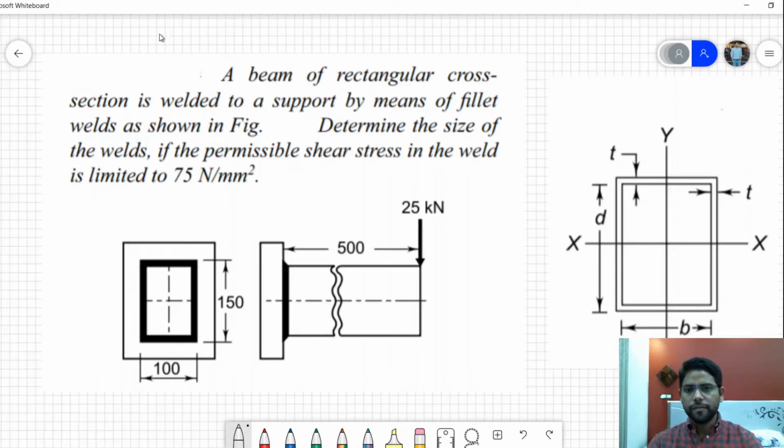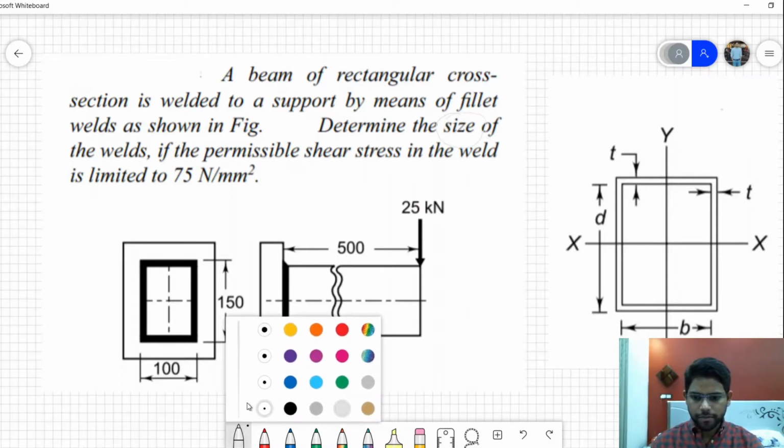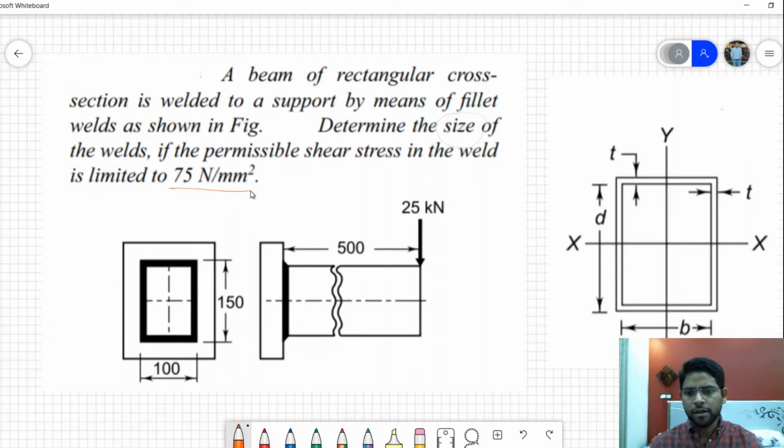In this question, it is given that a beam of rectangular cross section is welded to a support by means of fillet welds as shown in figure. Determine the size of the weld if the permissible shear stress in the weld is limited to 75 Newton per mm square or 75 megapascal. So this is the allowable or the permissible shear stress which is given to you in the question, and you have to find out the size of the weld.